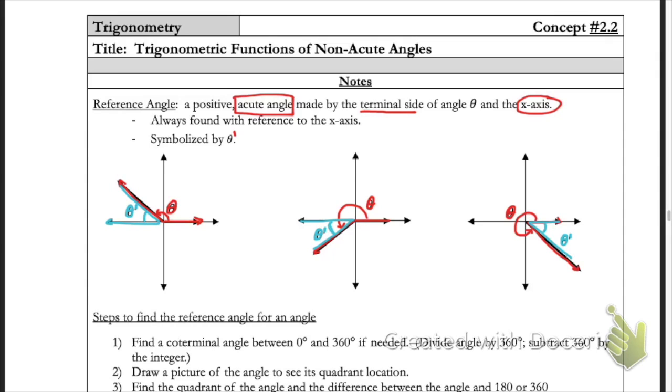So there they are. Notice that they are all sharing the terminal side with theta, and they also touch that x-axis. And the last big thing is they are acute. None of them are larger than 90 degrees.